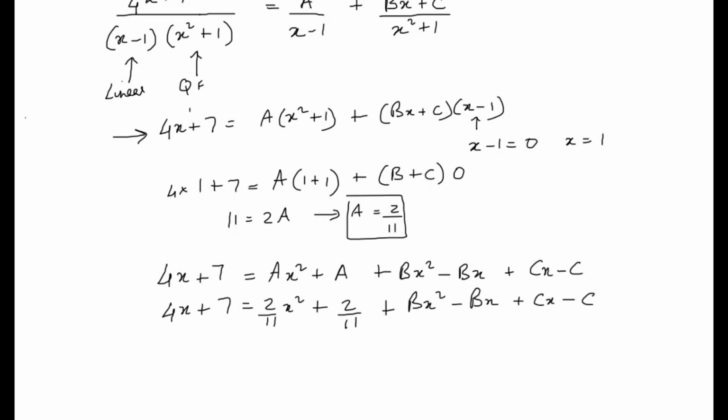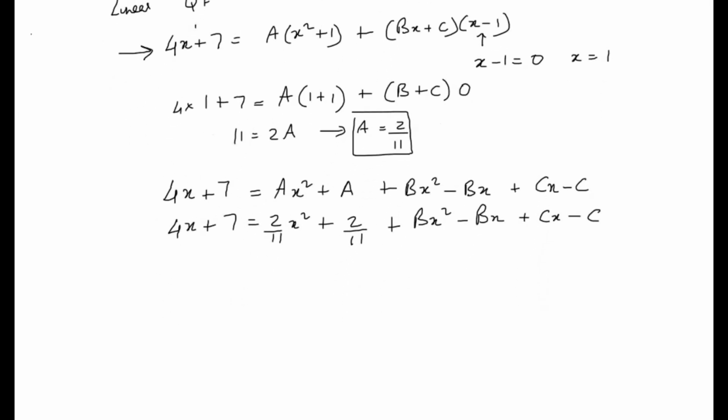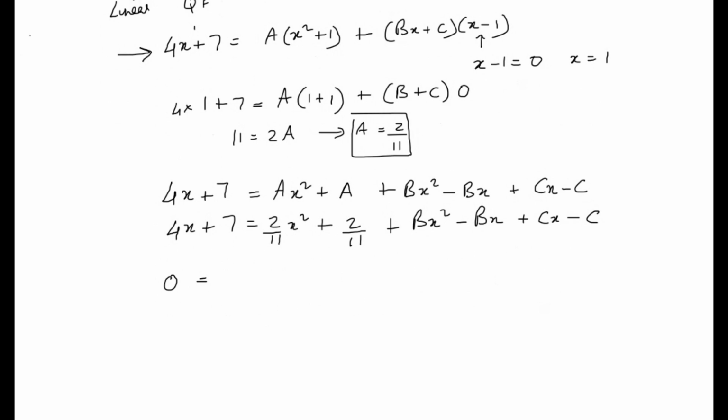Okay, now we're going to equate like terms. So there is no x squared term on the left, so that's 0 is equal to 2 by 11 x squared, that's this, and the other x squared term is bx squared. Right, so we get bx squared is equal to negative 2 by 11 x squared. The x squareds cancel out, and b is negative 2 by 11.